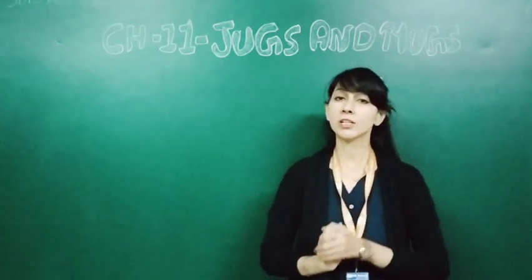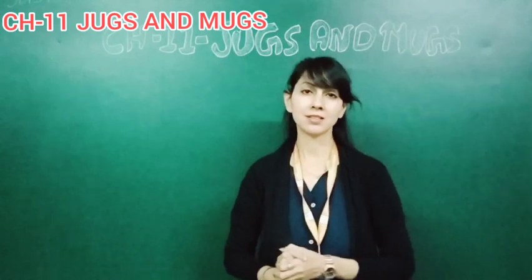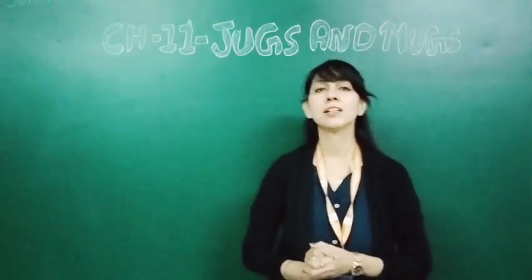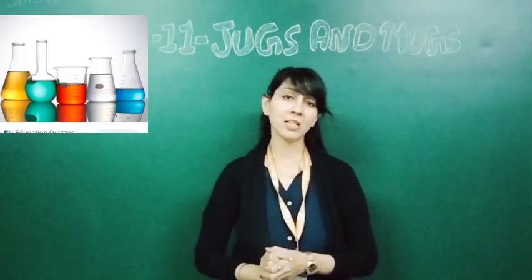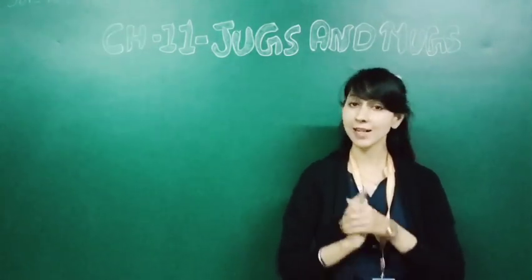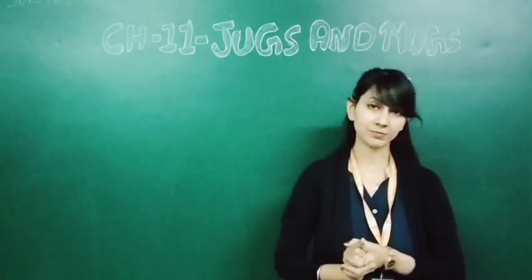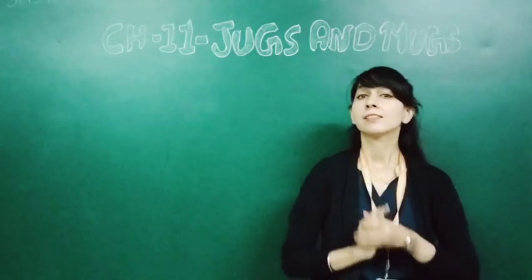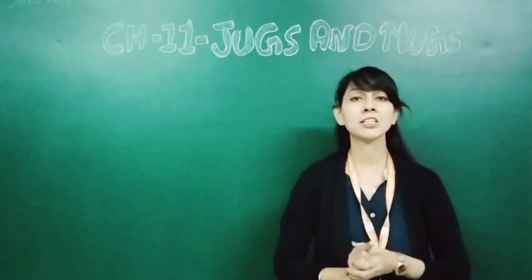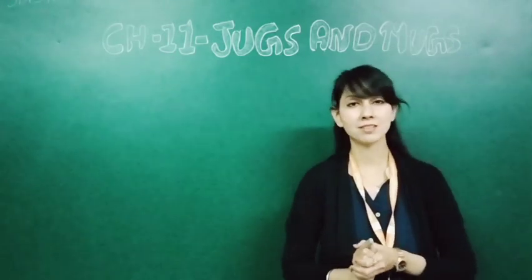So today we are going to start a new chapter, that is chapter number 11, Jugs and Mugs. In this chapter we will learn about the different containers. We will also see that liquids can be measured by a container of known capacity. It can be measured more than one time. Now what is capacity? Capacity means the ability to hold or contain things, that is known as capacity.